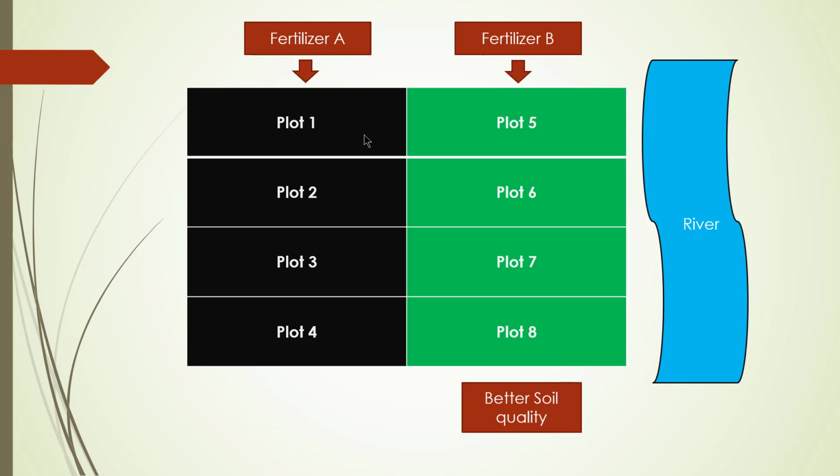So that means you should properly randomize all those plots to either fertilizer A or fertilizer B so that each plot has equal chance of getting either fertilizer A or fertilizer B, which will reduce bias caused by the river or better soil quality.